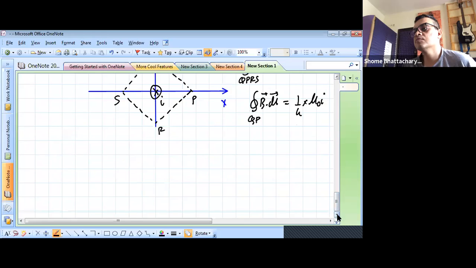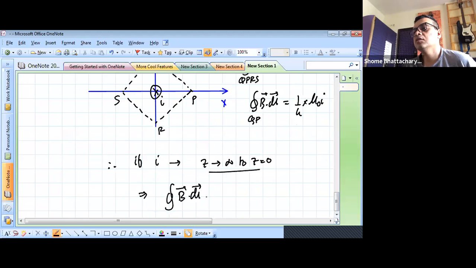Okay. So therefore, if the current exists only from z plus infinity to z equal to 0, then your integral B dot dl, sorry, not circular integral, just integral B dot dl.